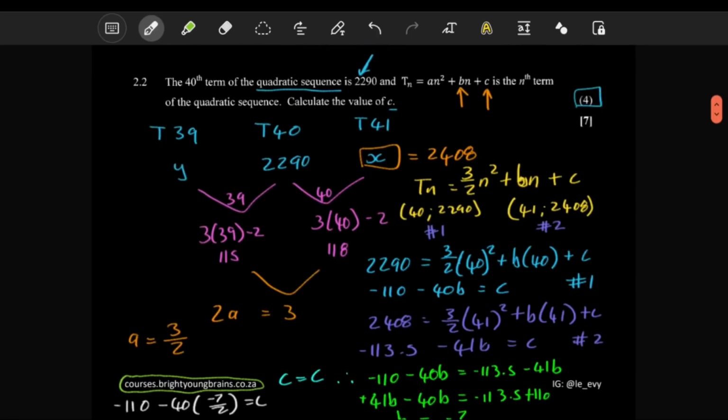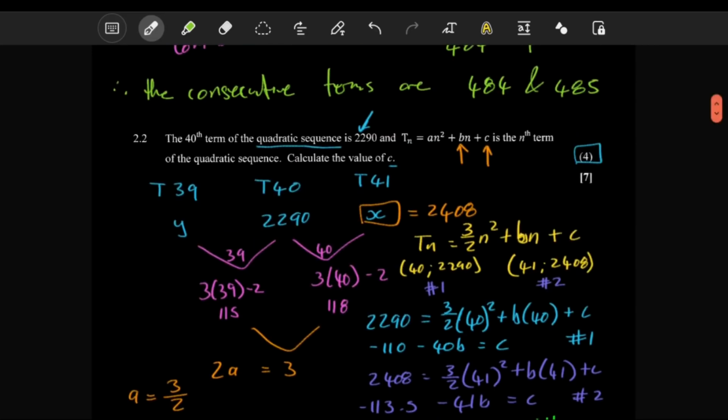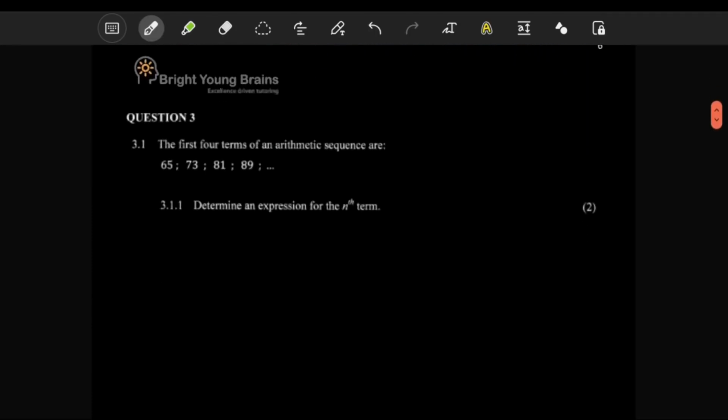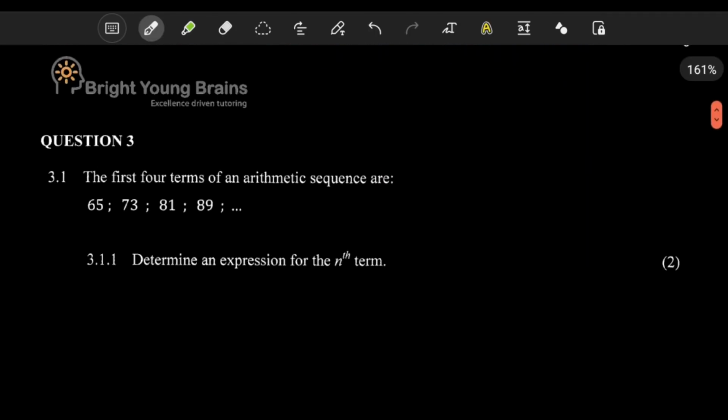I think the most important thing was the explanation in the beginning here. That is what we mainly need to be able to do. If you can do that, then you will be in a very good spot. So anyways, let us just move on. Question 3 is where we are at.